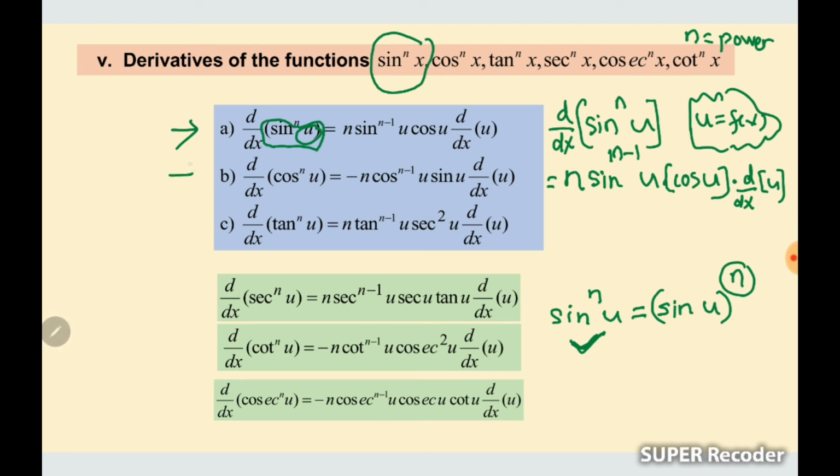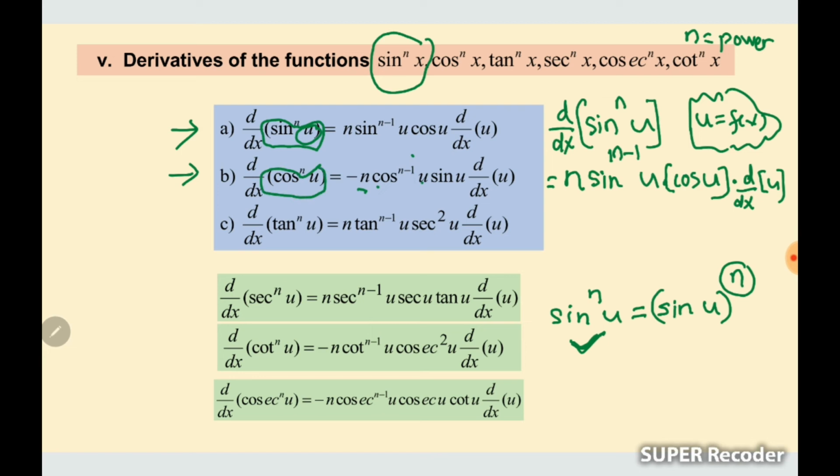Now take a look at B. Differentiate cos u to the power of n. Similar to A, you have to bring n in front, then differentiate cos u, the answer is negative sine. Bring n in front, then you copy cos u to the power of n minus 1, then you have to differentiate cos u.